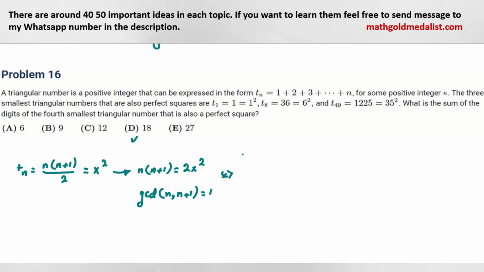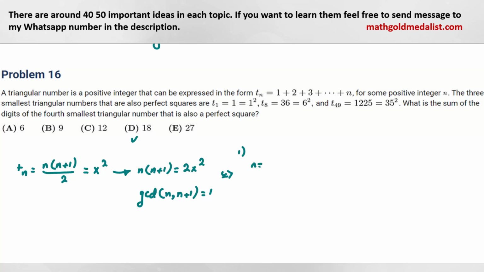One of them without loss of generality. Oh, here we cannot say without loss of generality, because one of them is n and one of them is n plus 1. Then the problem is not symmetric. We should consider both cases. Okay? So tell me, first case is what?